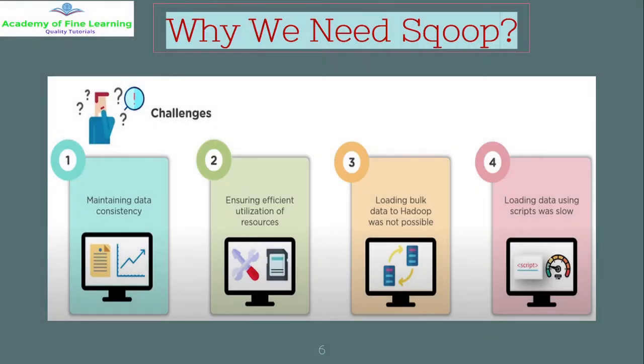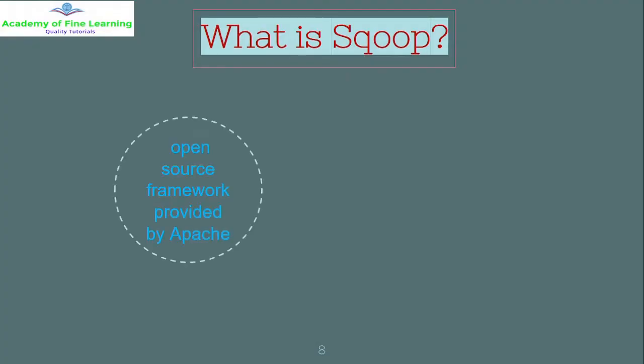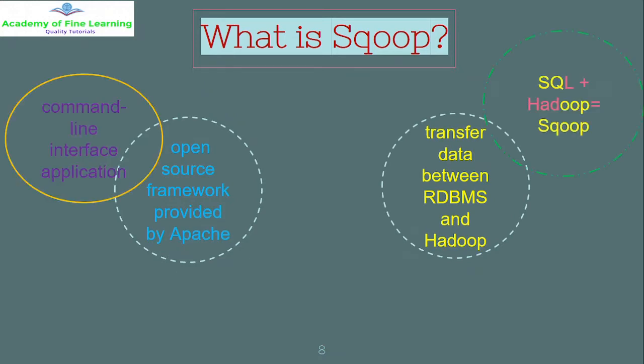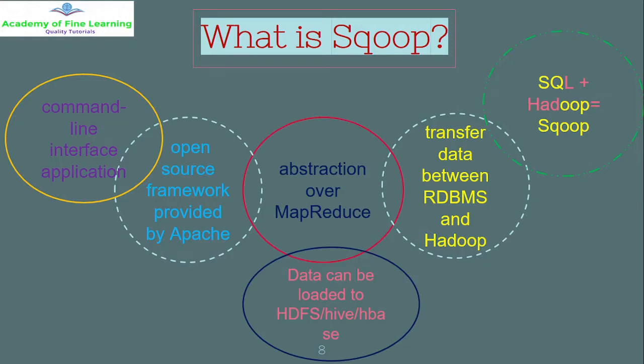Now, how the name has come: Sqoop, S-Q-O-O-P. See this on the right hand side? I have provided it here. SQL plus Hadoop. The first two letters of SQL, that is SQ, have been taken, and the last three letters of Hadoop, that is OOP, have been taken. So Sqoop is made in this way, and that is the name we have here. Now it has an abstraction over MapReduce.